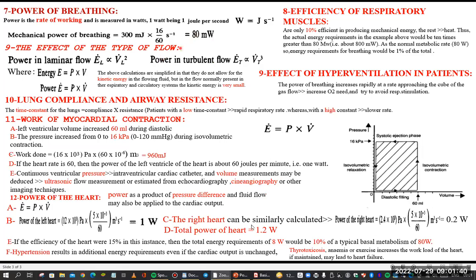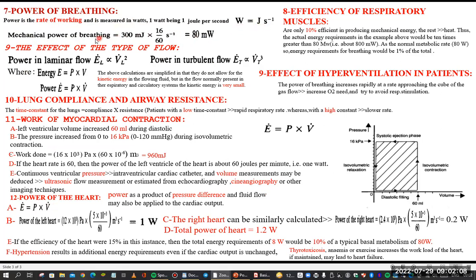After that, this slide will discuss the rest of the 12 points. First of all, the power of breathing. Power of breathing, this is the second definition you must memorize. It's the rate of working. So simply speaking, the unit of it is joule per second.